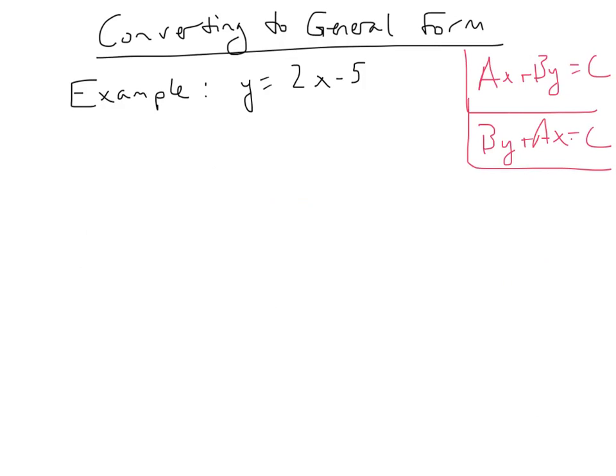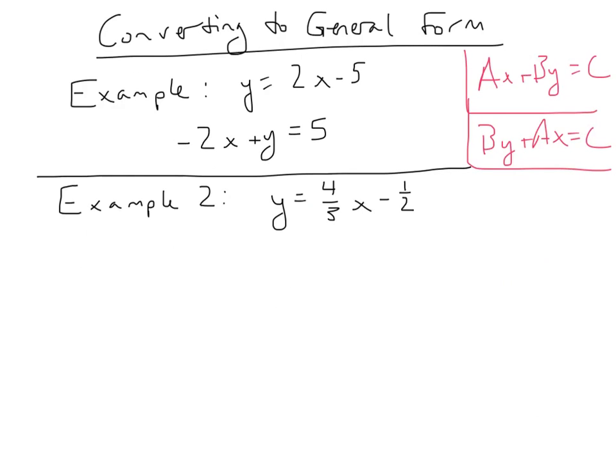I don't really care which one of those comes first. And for this example, I can see that if I just subtract 2x from each side, I can pretty easily get negative 2x plus y equals 5. And there we are in the proper form. But the examples do get much more challenging. And it really is the fact that a, b, and c all need to be integers that tends to give people trouble here. But really what we need to do is just clear denominators in this equation.